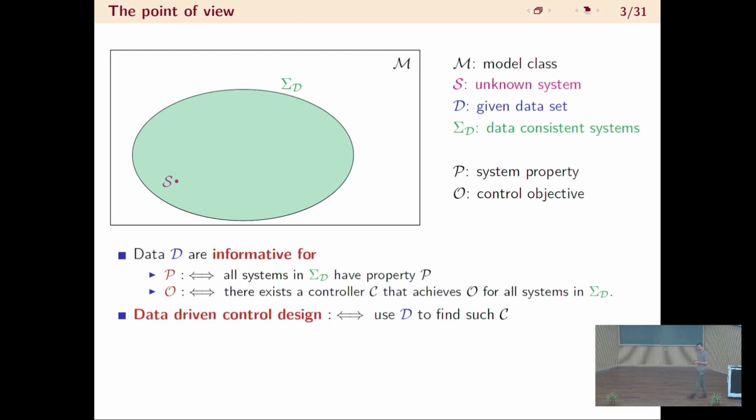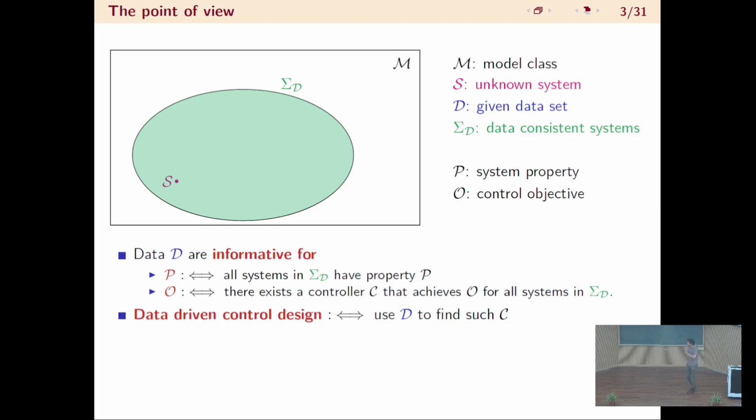So that's the framework. Now, yesterday Kanat already talked about a number of problems, both analysis and design problems, all using noise-free data. Today I want to continue by also talking about noise.